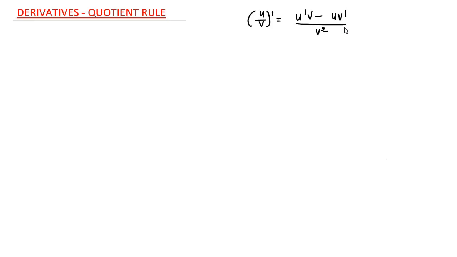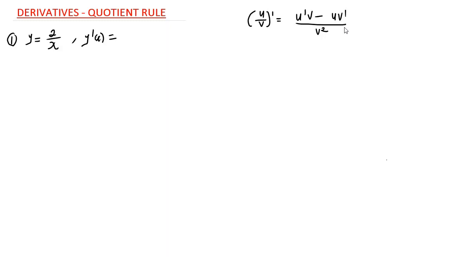Let's take a look at some examples. So this is the first example. Let's say we have y is equal to 2 over s. So we want to use the quotient rule to find the derivative of this function. So what we're going to do, this is going to be y prime of s, which is the derivative, equals. So it's going to be the derivative of the top function.